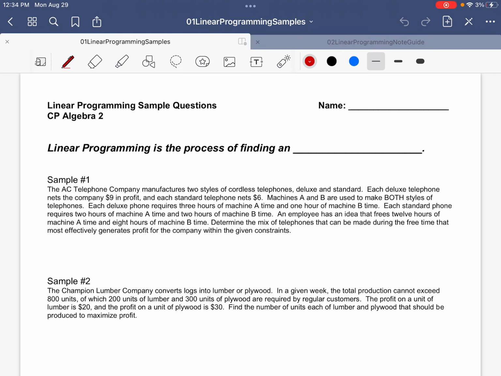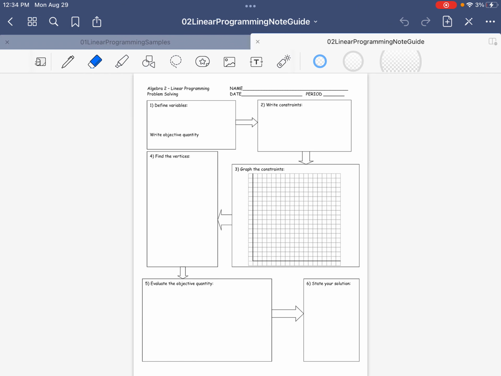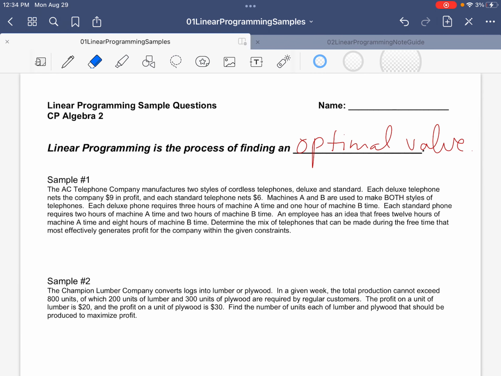has as its goal to find the optimal value of a collection of given facts, a collection of given restrictions, and when we put all this together, we will end up with what, so to speak, is the best answer. Now, what we're going to do is sample one, and we will end up doing it on your little graphic organizer. We actually will use this graphic organizer for every problem that we do for the next few days. But look at example one with me.